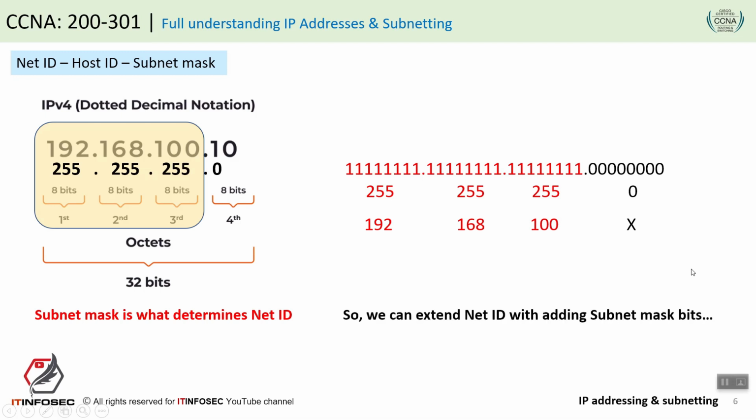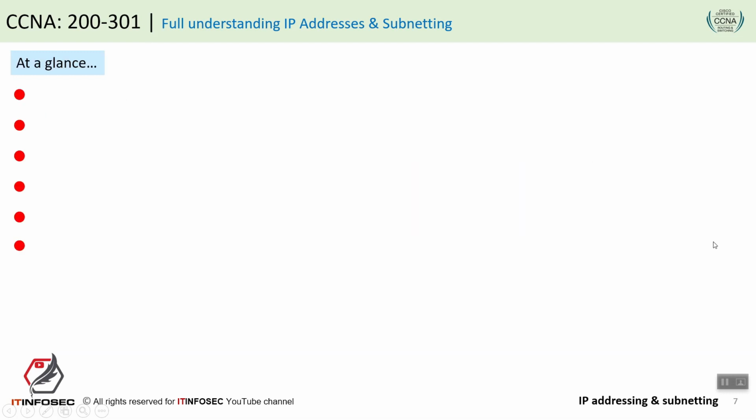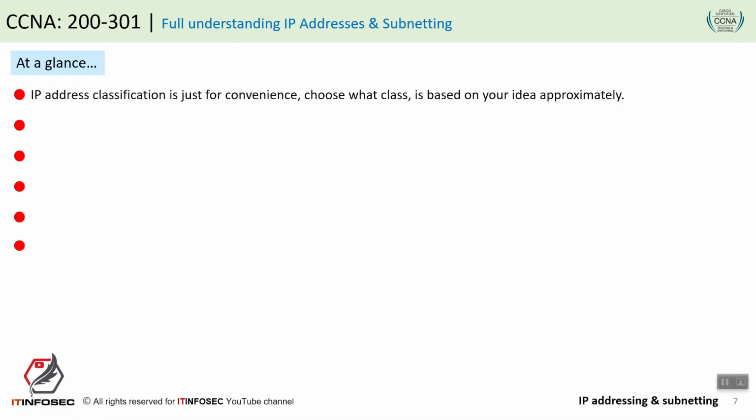So we can extend the net ID by adding subnet mask bits, making the IP address's net ID and host ID based on that. At a glance, IP address classification is just for convenience. Choose the class approximately based on your net ID.